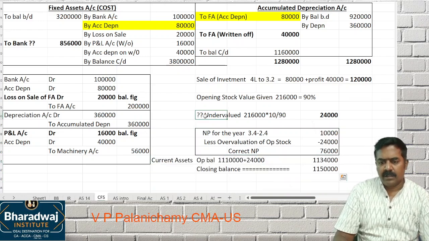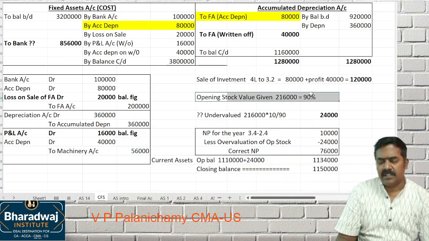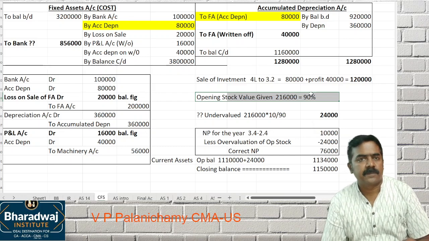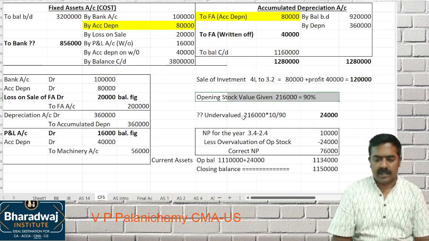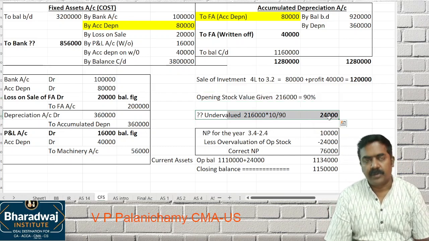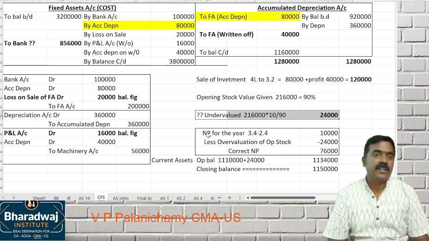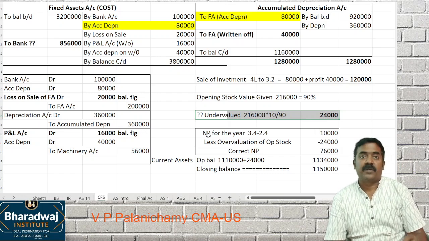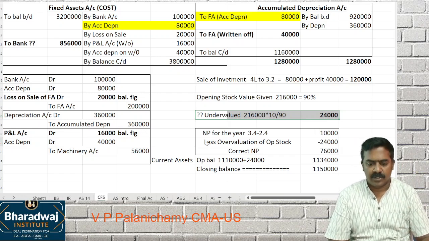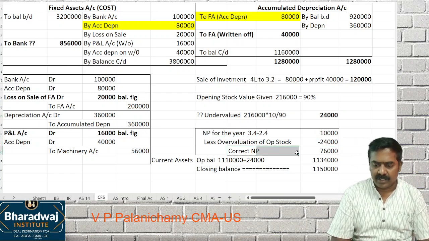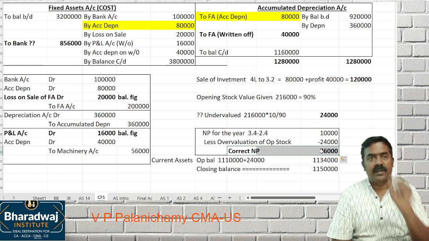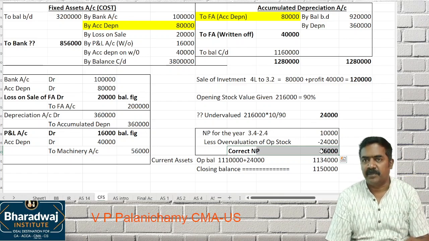Let me repeat. Opening stock value given is 90%. Now it is 90%, so undervalued by 10%. That is 24,000 undervalued. What is the impact on profit? If opening stock is undervalued, your profit is overstated, so we reduce that and you get the correct net profit. This is what we take as the cash from operating activity starting point.